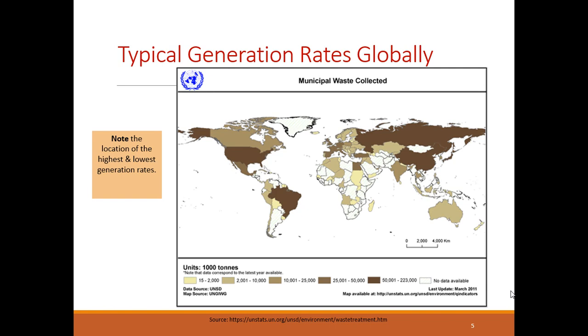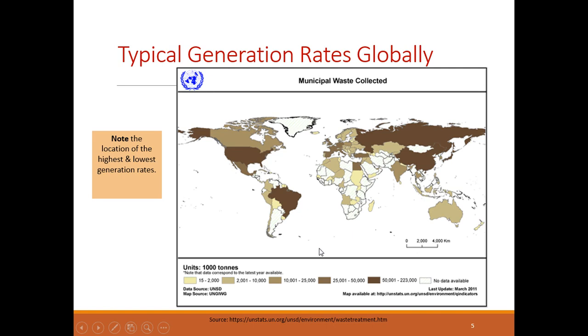This chart, this map that we're looking at, gives us an idea of what typical generation rates look like globally. If you follow with me, note the location of the highest and lowest generation rates. If you follow the legend at the bottom, the highest generation rates would be this dark brown color, and the lowest generation rates would be the very pale color. Of course, where you see white, that means that no data was available.